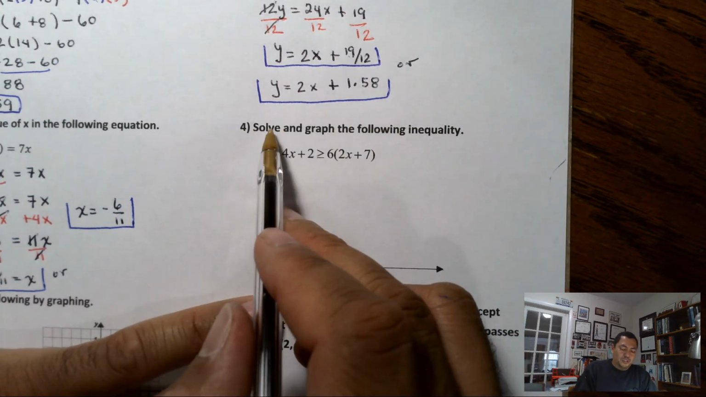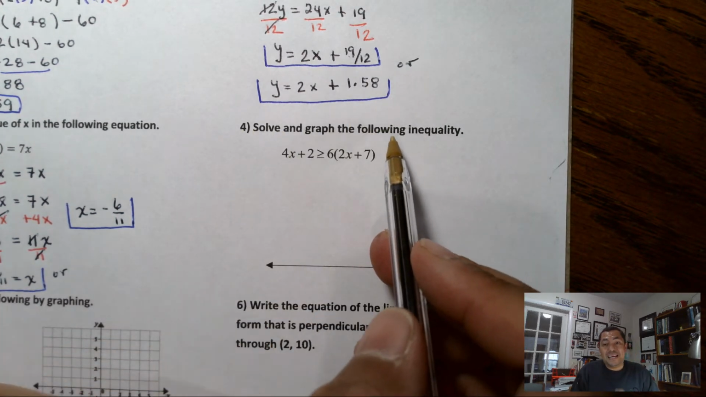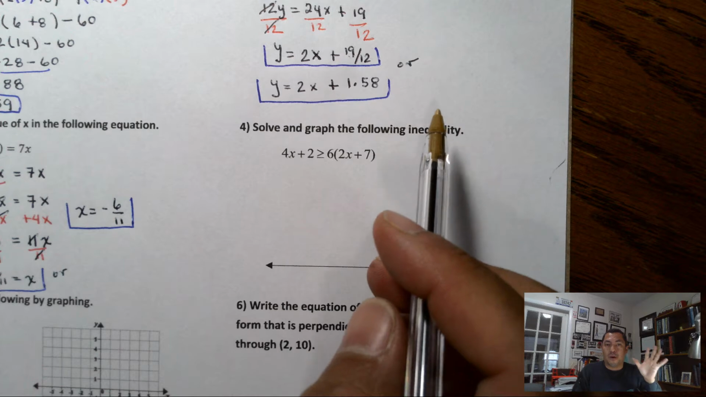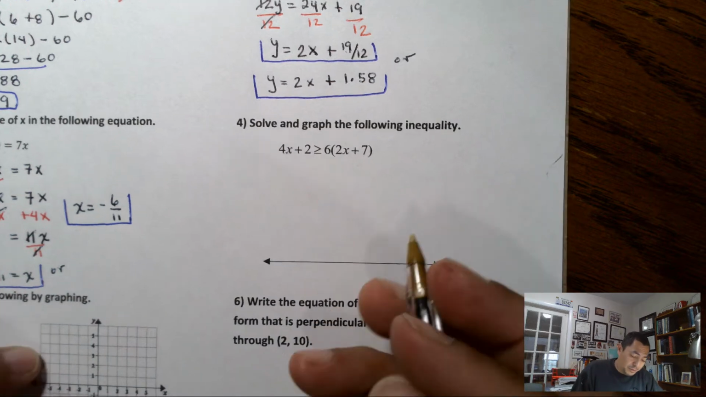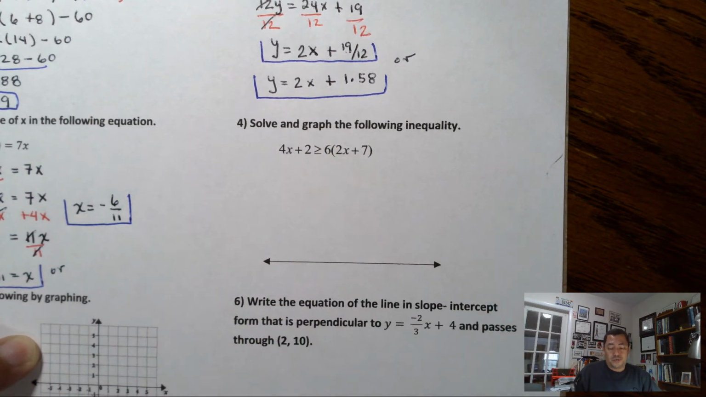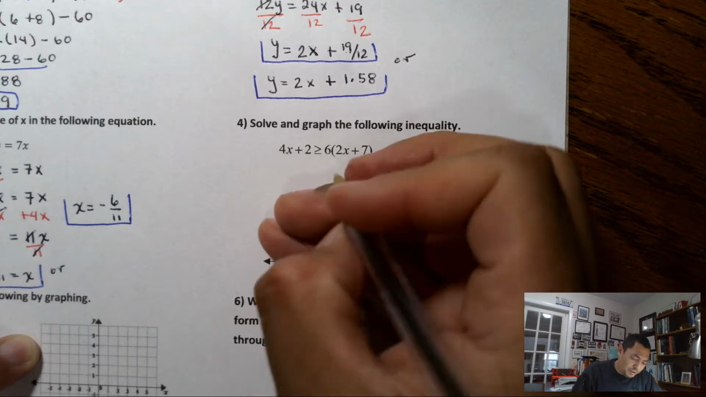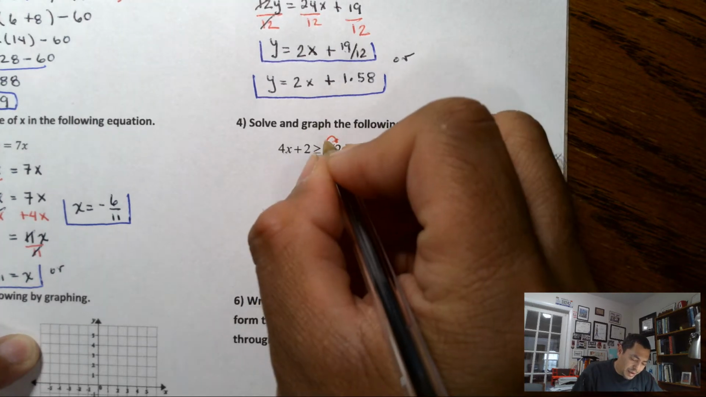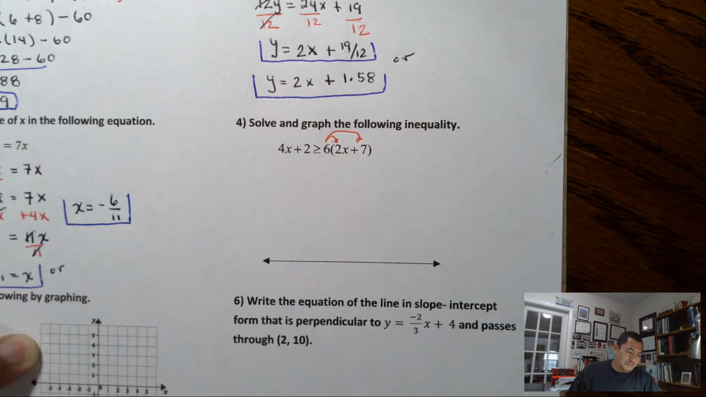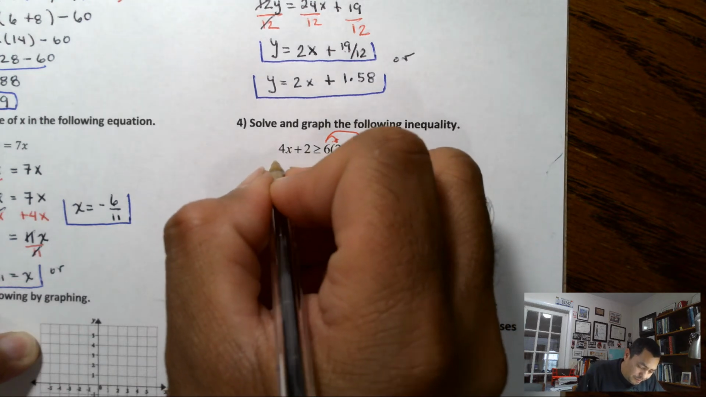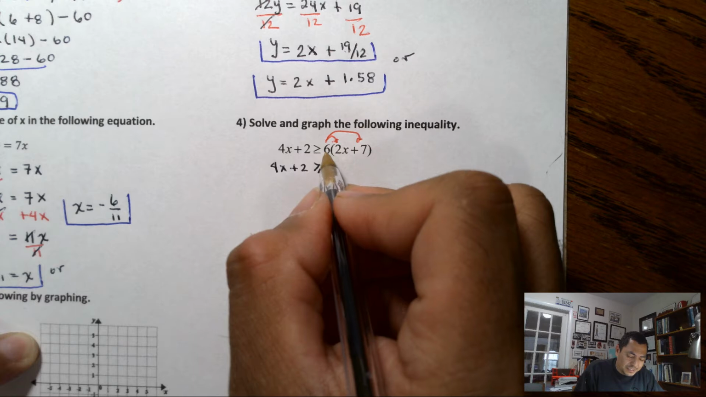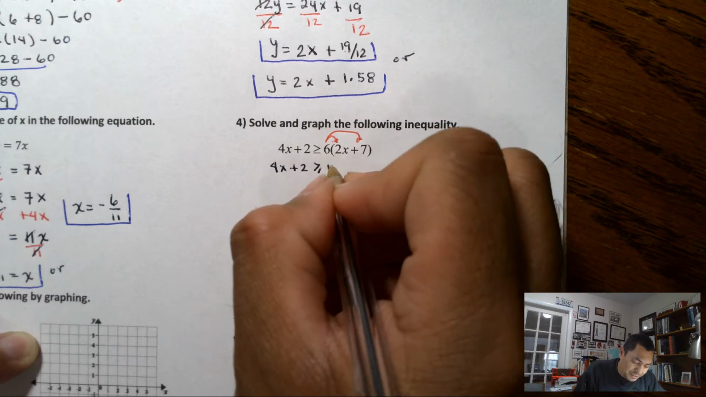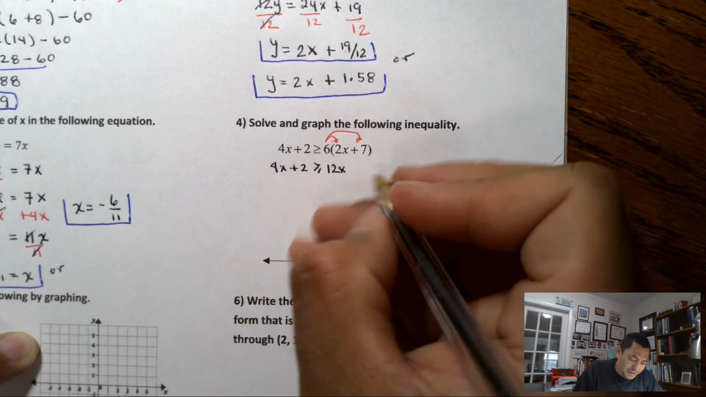Problem number 4, solve and graph the following inequality. Remember that now with inequalities, we're going to have a set of solutions, and we need to graph that set of numbers. So I see parentheses first, distributive property. I'm going to multiply 6 times 2x and 6 times 7. So I'm going to have 4x plus 2 is greater than or equal to 6 times 2x, which is 12x, and 6 times 7 is 42.